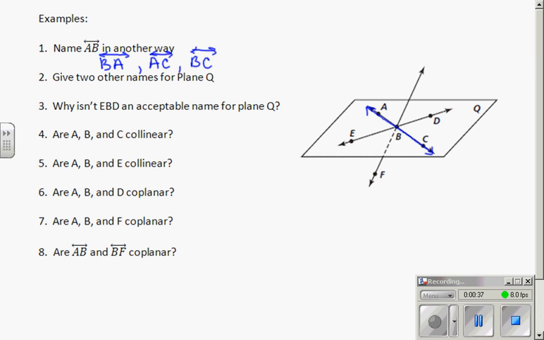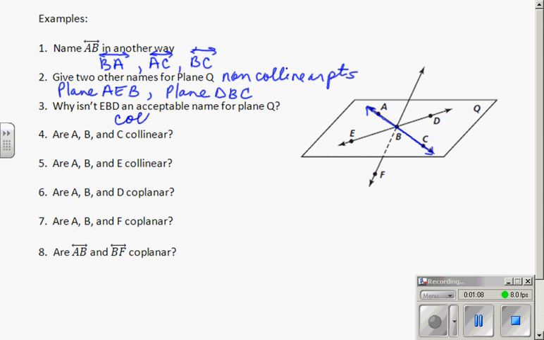Two other names for plane Q. The only thing here is to remember to use non-collinear points. So I could use, for example, I could call it plane AEB. I could say plane DBC would be two examples. There are more. The reason that EBD isn't an acceptable name is because those are collinear points. There could be multitudes of planes that could go through a given line.